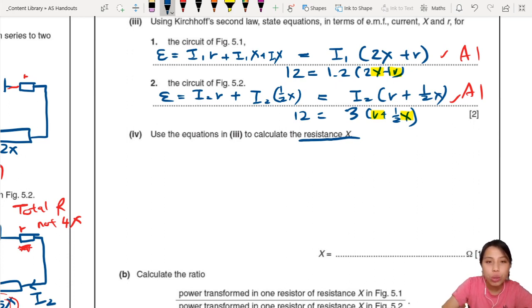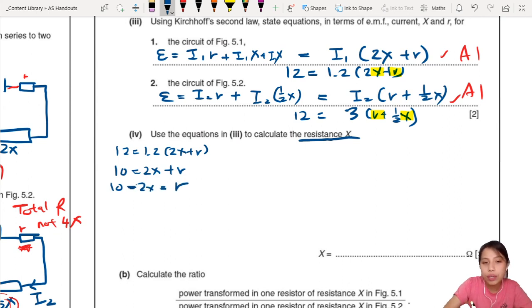Refresher. So you already have the first equation. I'm going to simplify a bit. 12 divided by 1.2 is what? 10. Okay, I just write out the whole thing. 12 equals 1.2 times (2X plus R). This is your first equation. Simplify: 10 equals 2X plus R. So 10 minus 2X equals R. That's the first equation. The second equation is from the other one. So you have 12 equals 3 times (R plus half X).